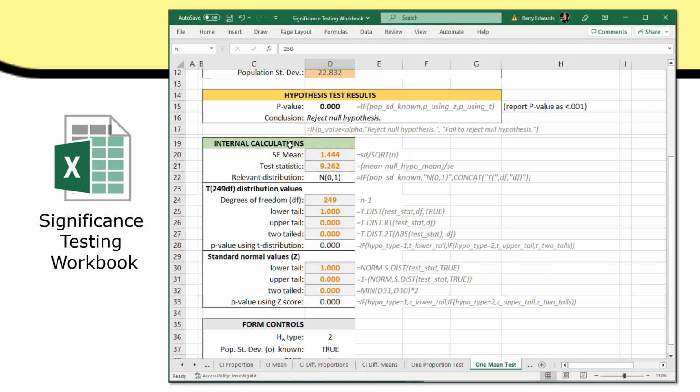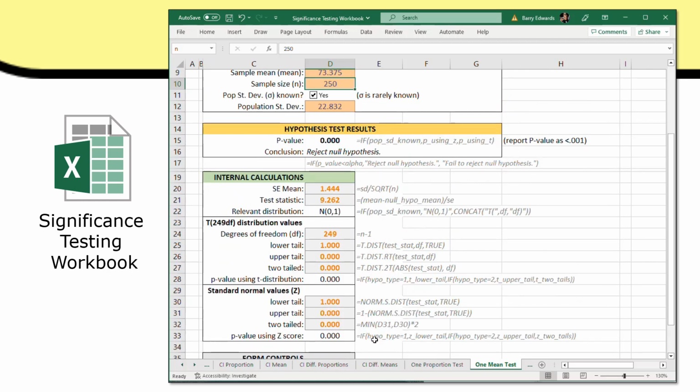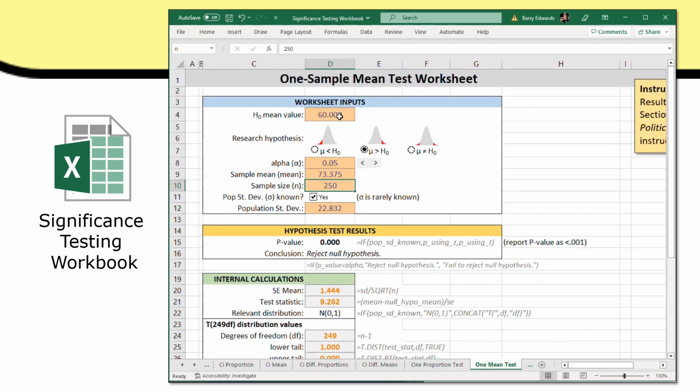But all this work, these internal calculations, these steps are known, these protocols are known, and so they're inputted in the worksheet to make that accessible to you to see how it's done, but then allow you, the student, to focus on the inputs that would be unique to the problem you're working on. The hypothesized value, the direction of the hypothesis.